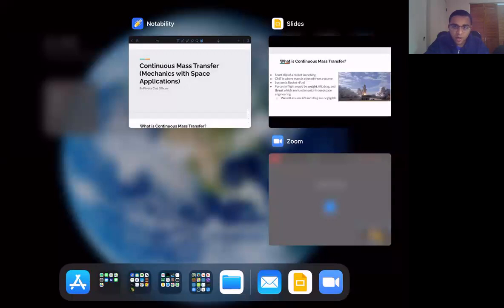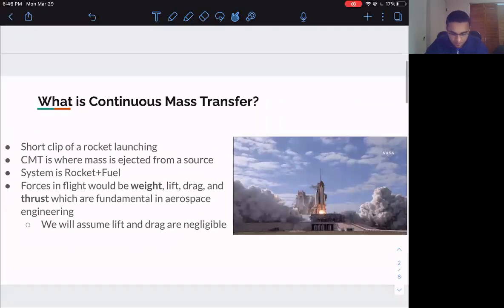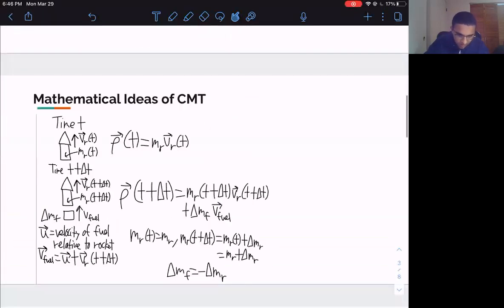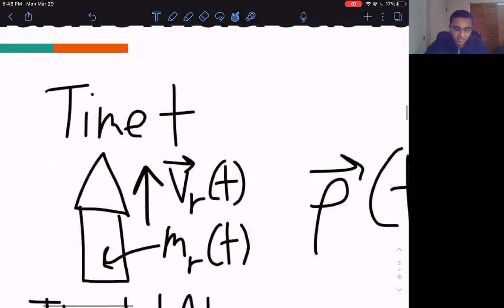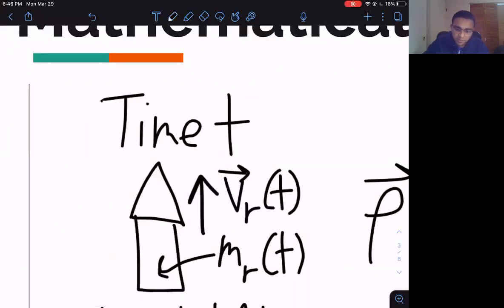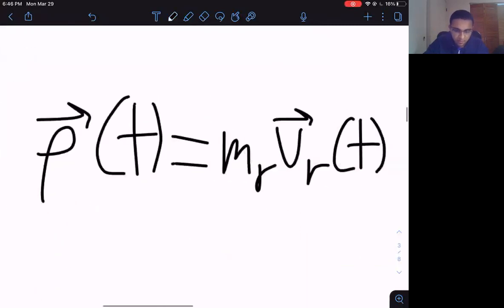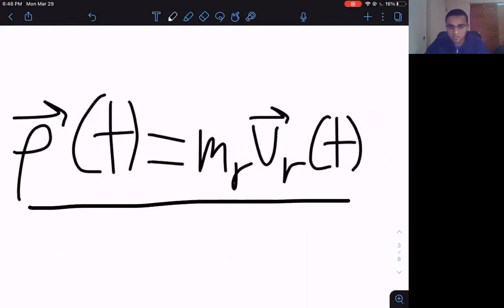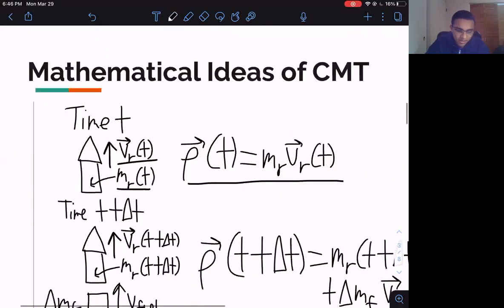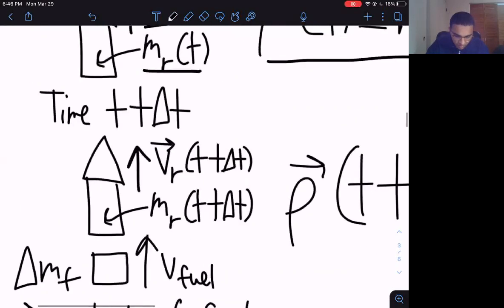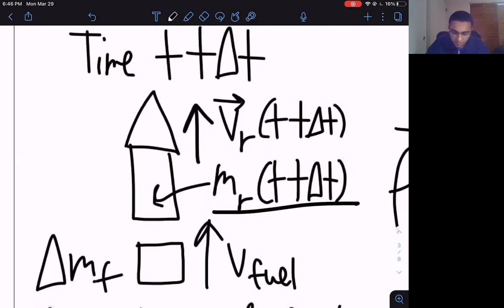Now, our system is going to be our rocket and fuel, right? So we'll do a mathematical analysis of some of these key ideas using our rocket fuel system. So here's some key ideas. At time t, here's the rocket. By definition of momentum, it's equal to mass times velocity. So here you have momentum at time t is mass of rocket times the velocity of rocket at time t. At time t plus delta t, you have the momentum of the rocket again, which is mass times velocity at time t plus delta t.